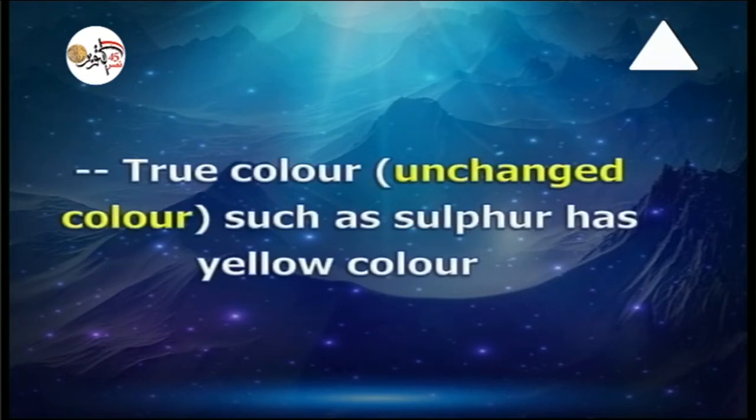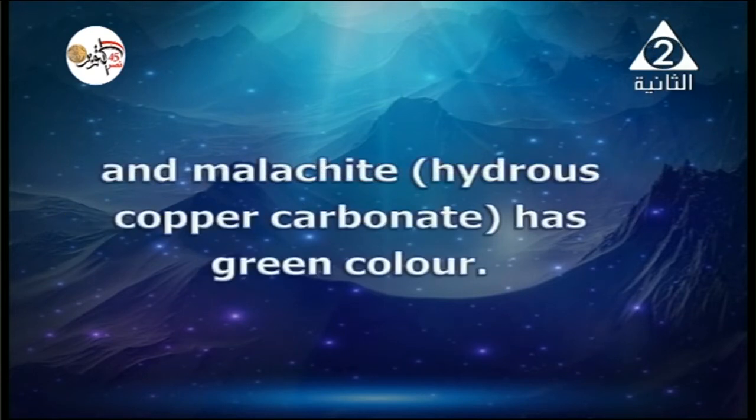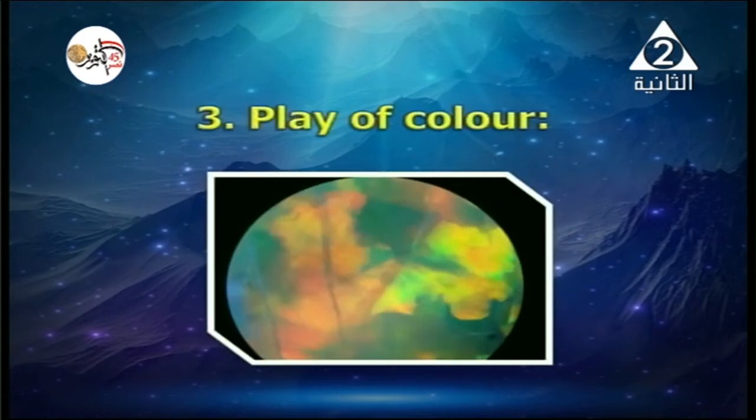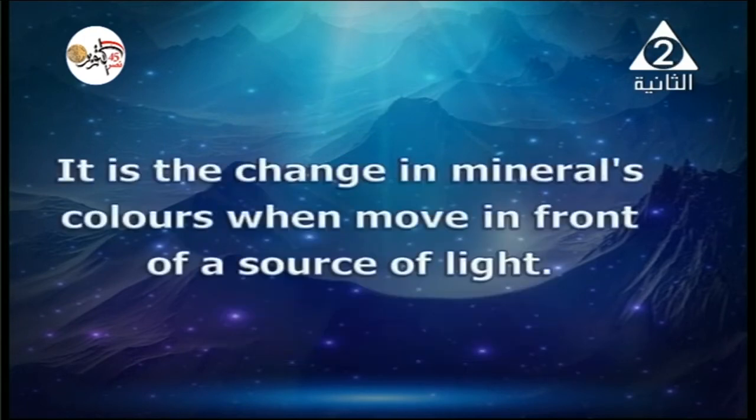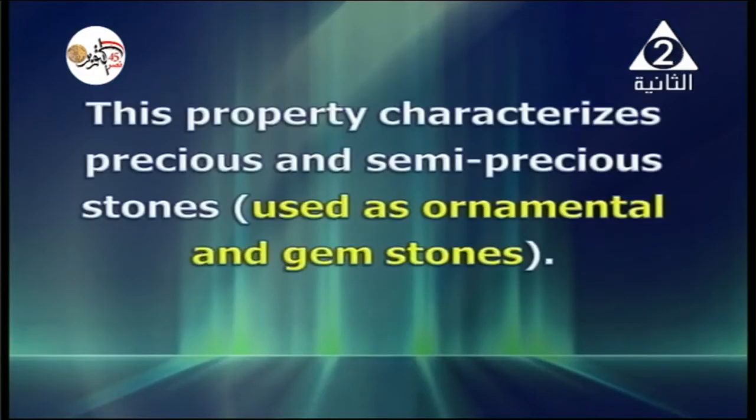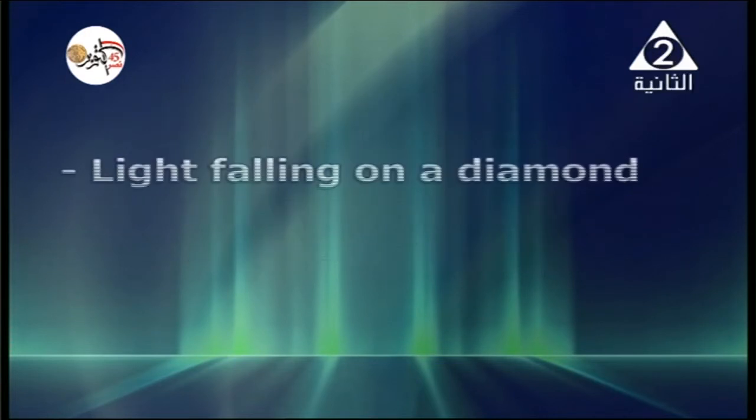True color, unchanged color, such as sulfur, has yellow color. And malachite, which is hydrous copper carbonate, has green color. Play of color is another optical property for minerals. This is the change in mineral colors when moved in front of a source of light. This property characterizes precious and semi-precious stones used as ornamentation and in gemstones.